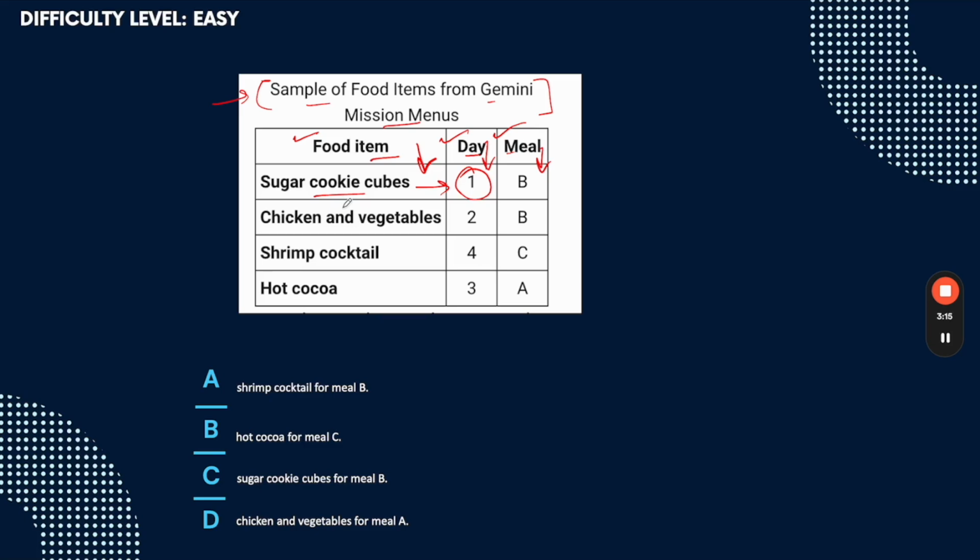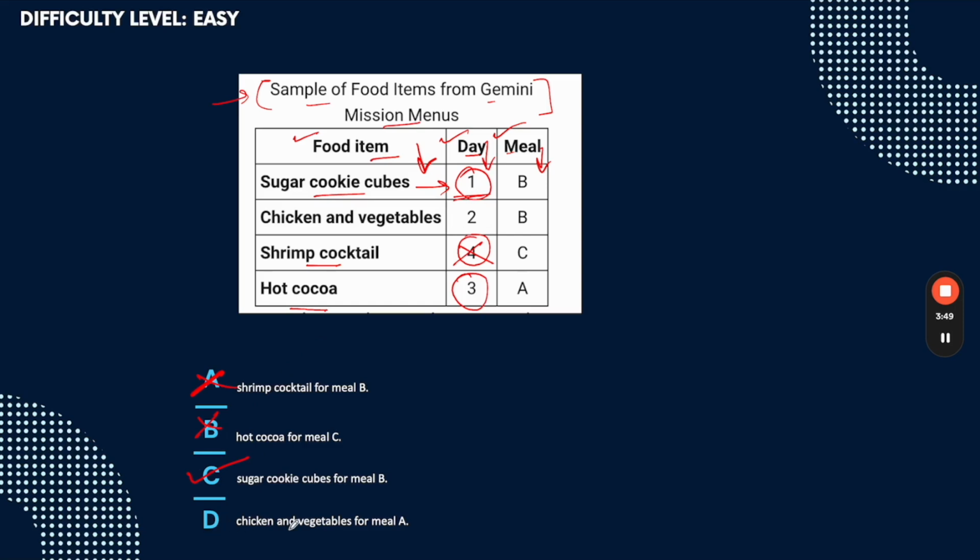Now with this understanding, let us go to the options and try to eliminate some. Shrimp cocktail for meal B. Now shrimp cocktail was not given to them on day 1, so this is definitely out. I will not pick up this information. I want any information to do with day 1. Now B says hot cocoa for meal C. So hot cocoa was given to them on day 3, not on day 1, so B is also out. C says sugar cookie cubes for meal B. Yes, that is what we understood while reading the table. So this is definitely the correct answer.